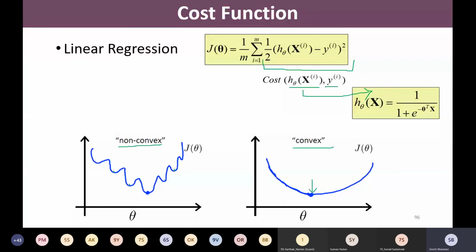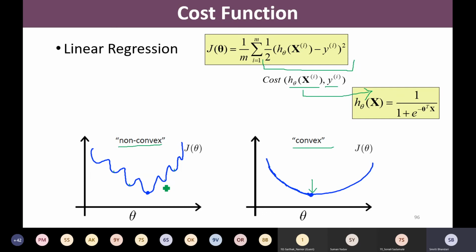And the reason is, in linear regression, our hypothesis was linear. In logistic regression, our hypothesis is of the form 1 divided by 1 plus e to the power minus theta transpose x. And if we plug in this kind of hypothesis over here and try to compute my cost function, I may get the cost function J of theta with such a nature, which is a non-convex function.